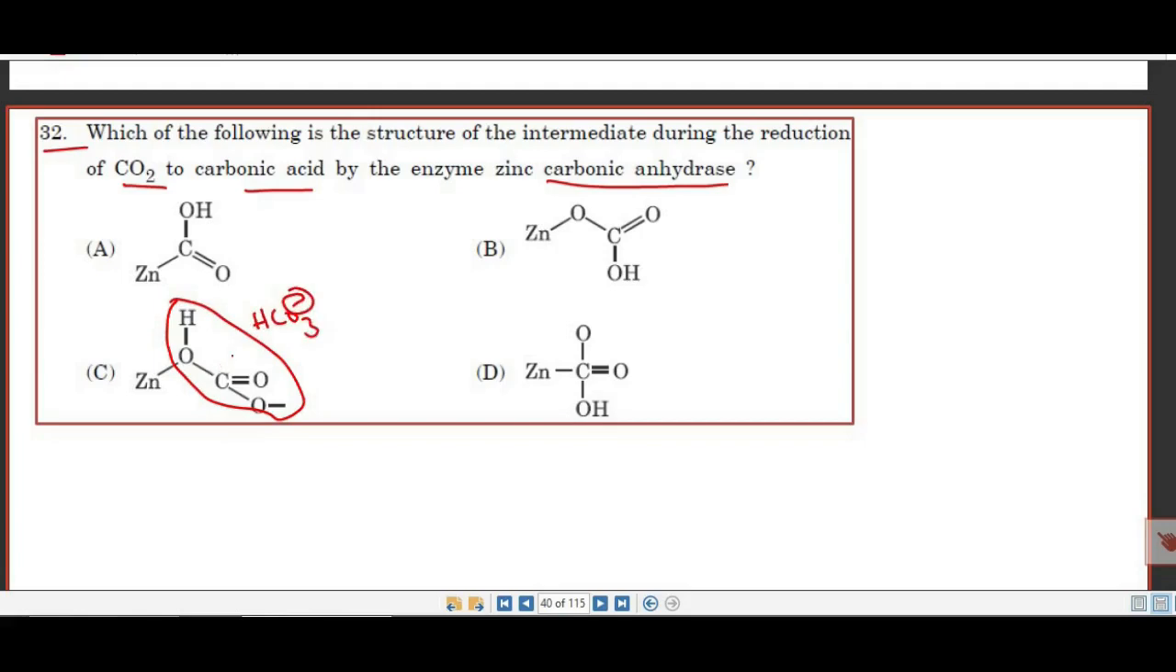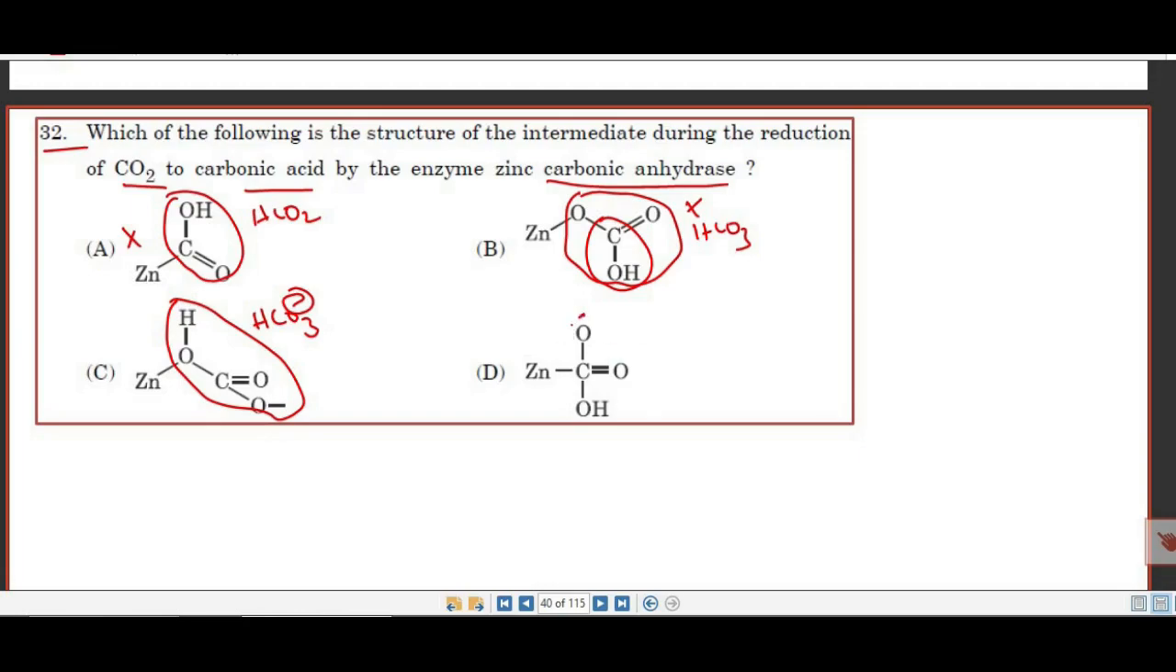is the intermediate. Zinc bonded with HCO3 minus. Here this zinc is bonded with HCO2, and so option A is wrong. Here zinc is bonded with HCO3, but this was not the correct structure, because the OH here is on the carbon. The C-OH bond is not formed as an intermediate. You should be very careful in answering this one.